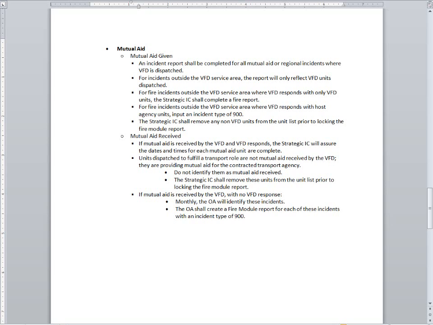So if we respond to a fire in District 6, that is mutual aid given. If Camas comes to an EMS call for us in Station 9's area, that is mutual aid received.